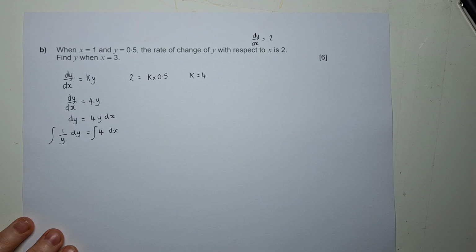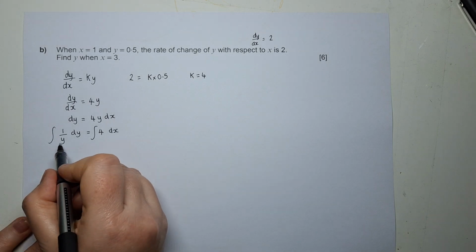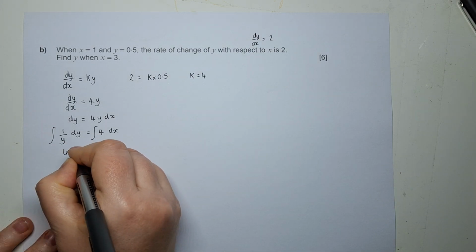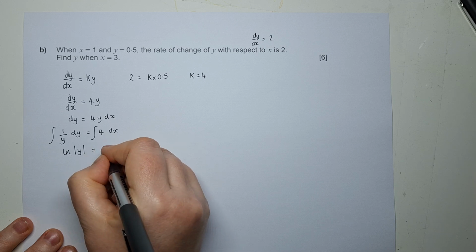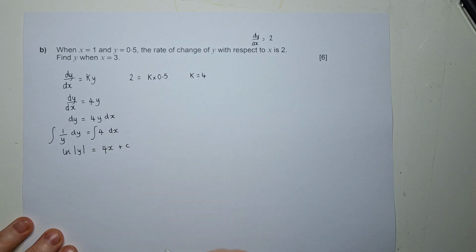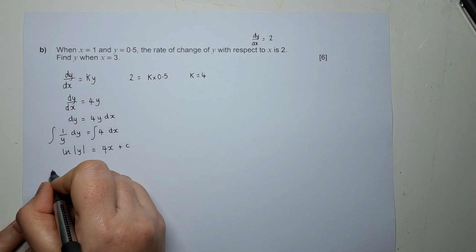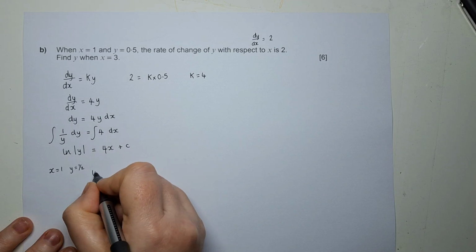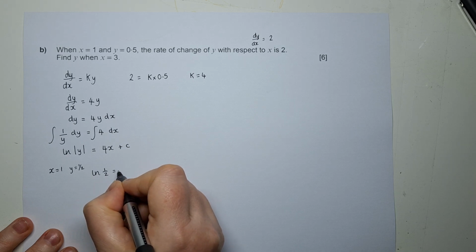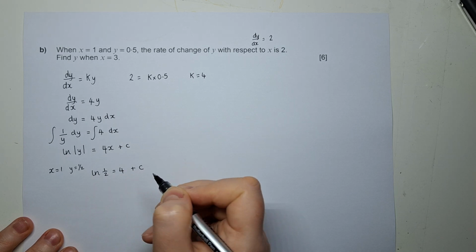Okay, pop your integration symbols in and integrate both sides with respect to their letters. So 1 over y integrates to ln y. 4 integrates to 4x plus constant. Let's substitute in now x equals 1 when y is a half. So we get ln of a half is equal to 4 plus c.